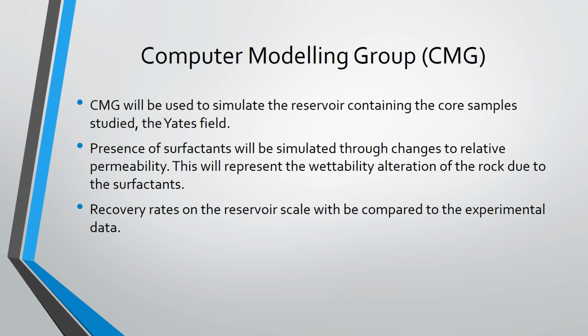CMG is going to be our main software package to use to model the experimental results that we have for our project. The main goal of our project is to change the wettability, to alter the wettability. And this will be done by introducing surfactants. The way we are going to simulate the surfactants in the model is by changing the relative permeabilities that we have from the experimental work. After creating the model, we will test it, and see if we get the same results that the experimental work got.